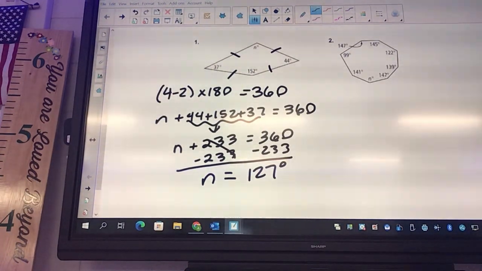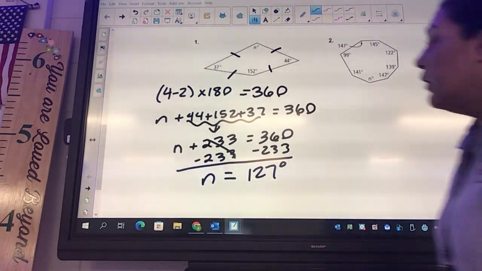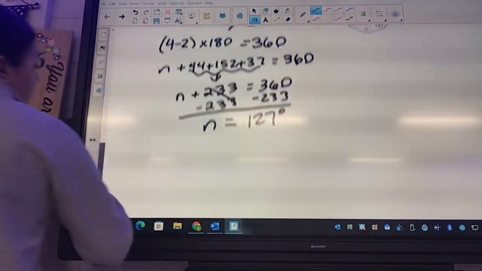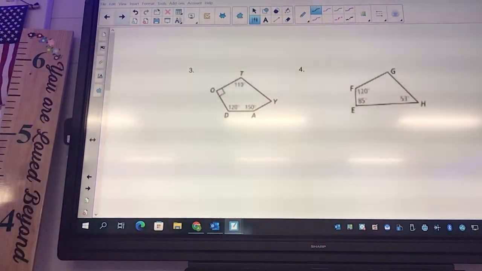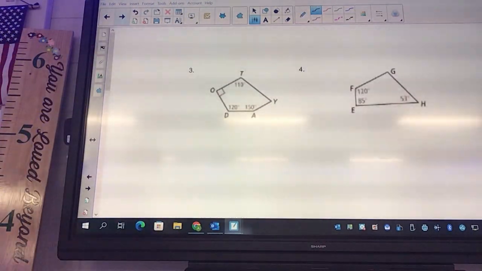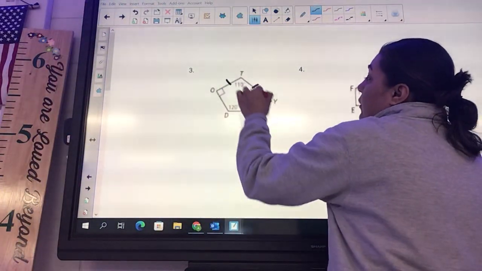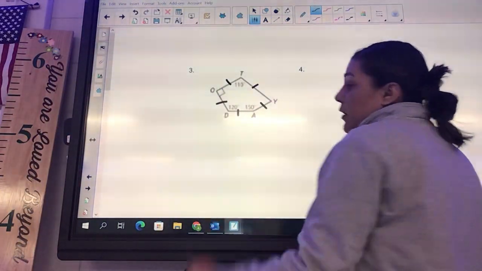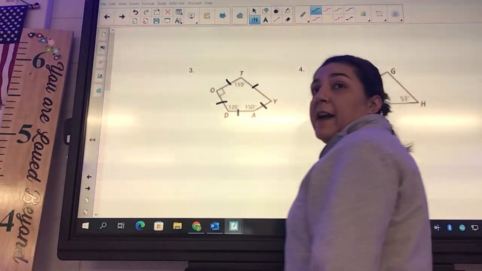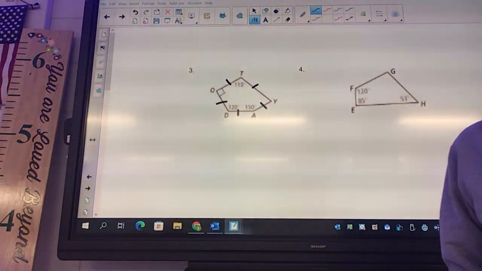Now let me show you a cheater way. That's 10 times faster. Go to the next page. First of all, how many sides is on here? 5. So really, you got 5 minus 2 times 180.